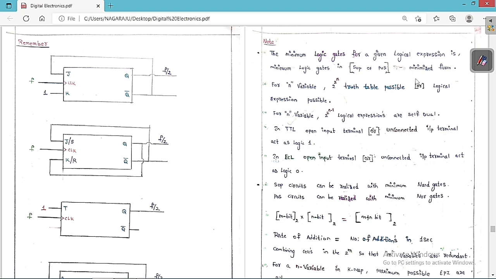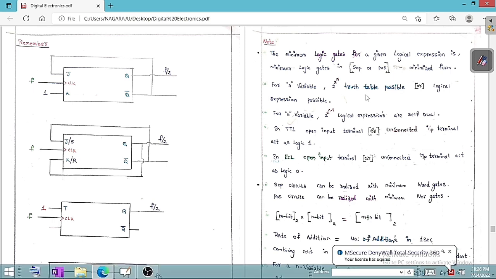Now the next statement is for n variables. For n variables, 2 to the power of n truth tables are possible, or logical expressions are possible. I want to tell you one important point. For n variables, you are going to get 2 to the power of n combinations. So 2 to the power of n truth tables are going to be possible, which means this number of logical expressions is possible with the help of n variables.